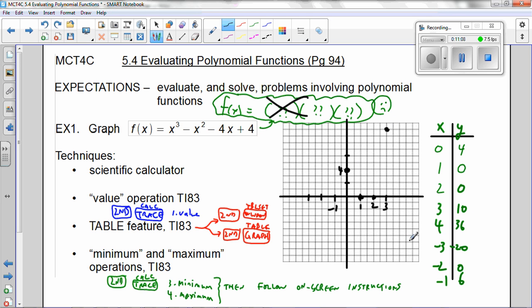4, 36 I can't reach on. -3, -20 I can't fit on, but -2, 0, that's pretty good. And -1, 6. 2, 4, 6. Good. And then, oh, -1, +6. Whoops. -1, +6, 2, 4, 6.